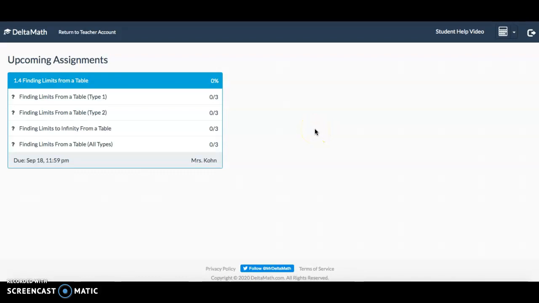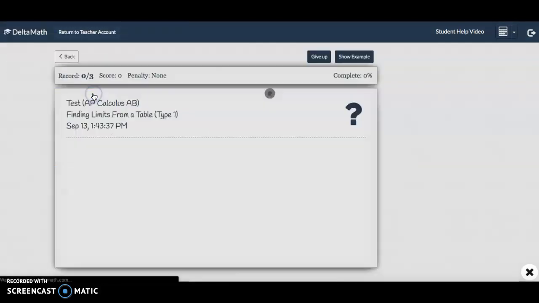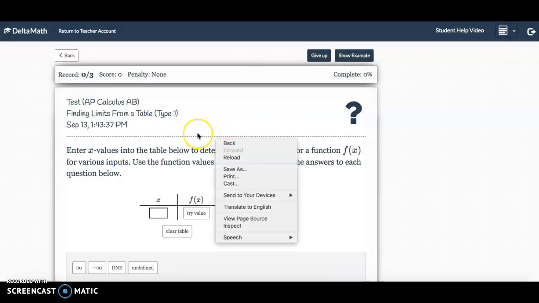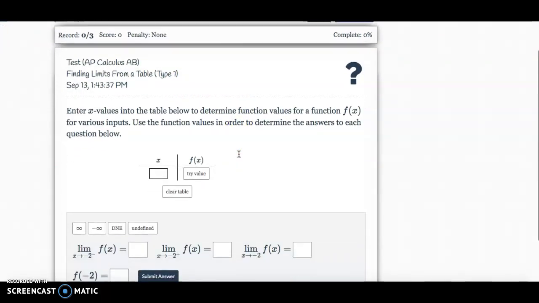All right, here we go for DeltaMath Help. We're going to look at the 1.4 finding limits from a table assignment and go through a couple of examples from each type of question you'll be asked to answer. So let's go ahead and do this.